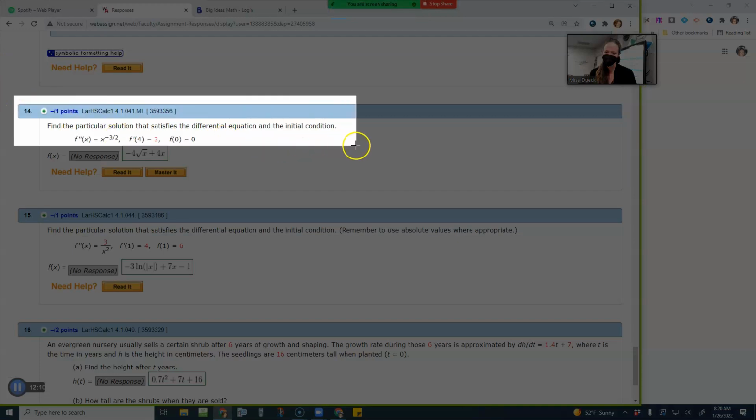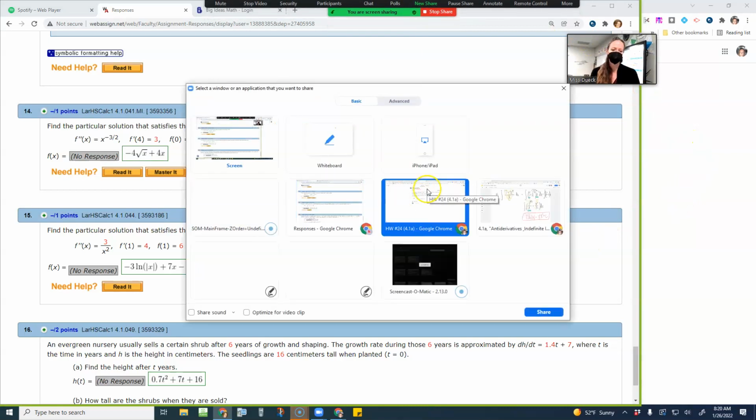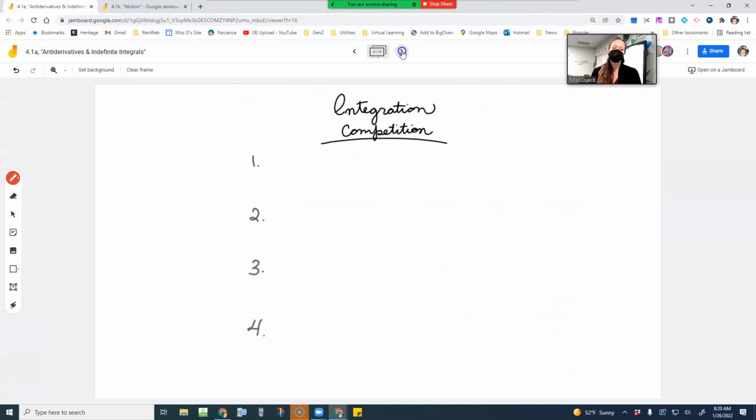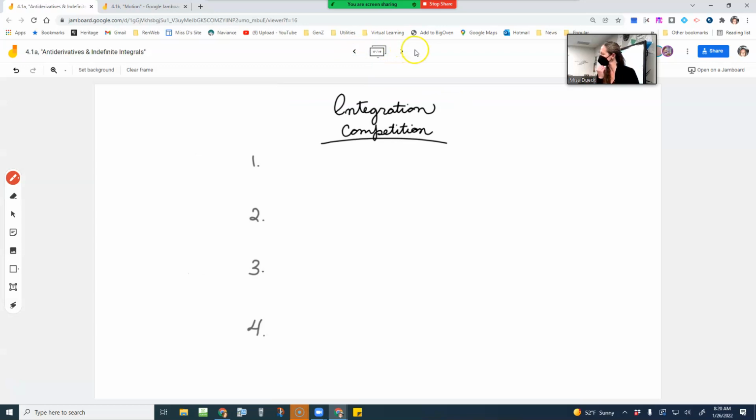Number 14. Number 14 looks an awful lot like an initial value problem. Well, that's not the screen I want. That's the screen I want. I'm going to the end of your slides. Ooh! What's going on here at the end of the slides?